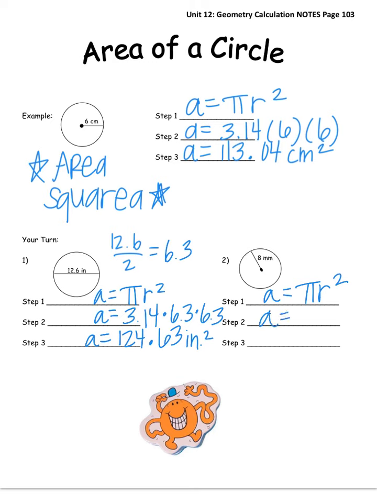Okay, last example. So 3.14 times the radius, which is 8. Alright, 3.14 times 8 is 25.12. Multiply that by 8 again. We get 200.96 millimeters squared.